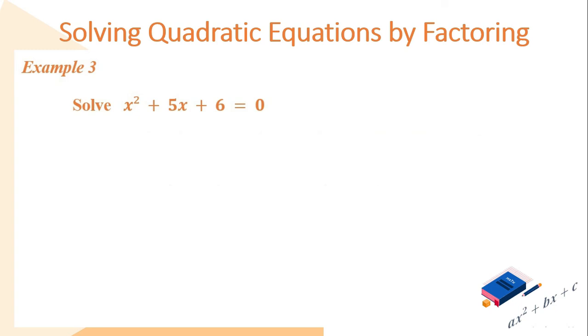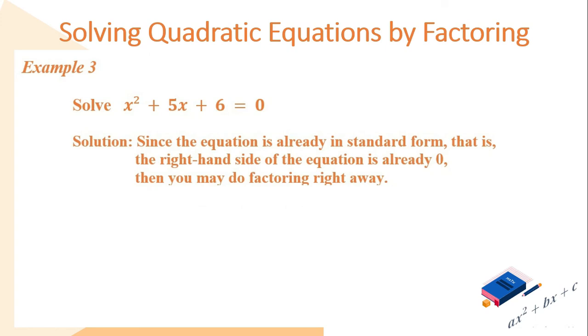Let's take another example. Solve x squared plus 5x plus 6. Since the equation is already in the standard form, that is, the right hand side of the equation is already 0, you may do the factoring right away. So x squared plus 5x plus 6 equals 0. If the leading coefficient is 1, we take the factors of the last term, which is 6. What are the factors of 6 such that when we add or subtract will give us positive 5x? The factors of 6 are 2 and 3. They are both positive, so that when we add 2 plus 3, it will give us a positive 5.